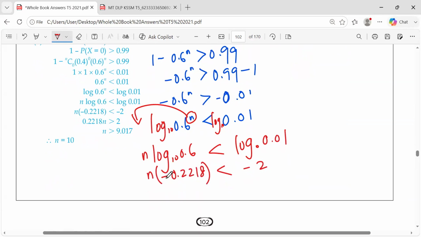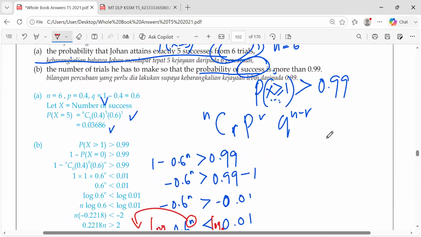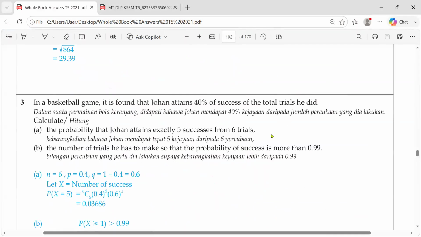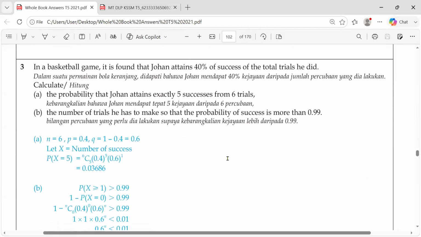So dividing by a negative will change the symbol of the inequality. So more than 9 means that it is equal to 10. Okay, special case. Look at the question again. You can try it.